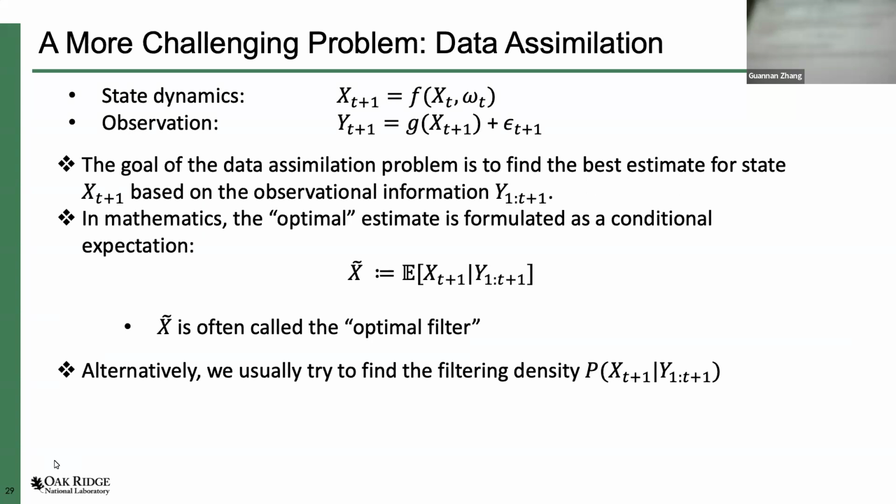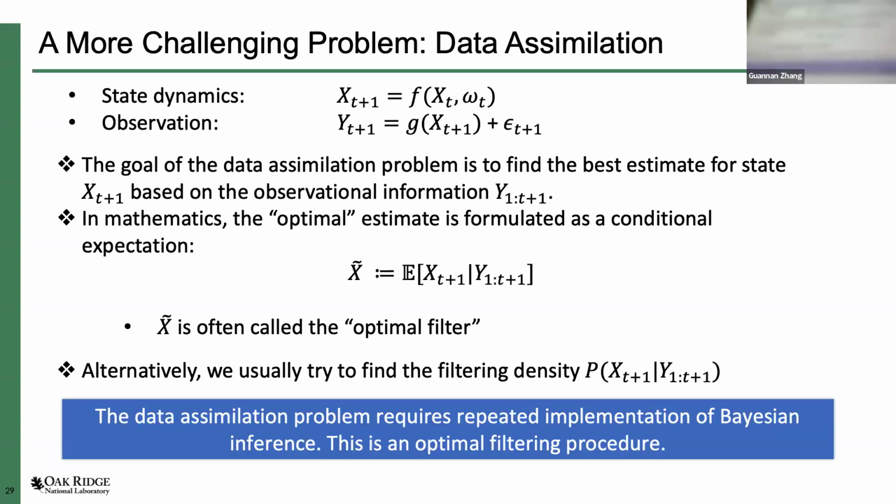But this target state is not observable directly. You need to observe a function of this state with some noise. And the state system also has some noise, which models the error. And we want to sample from the conditional distribution, or the posterior distribution, conditional on the observation data from the beginning to the current time. So the data assimilation requires repeated implementation of Bayesian sampling or Bayesian inference. So that's the hard part.